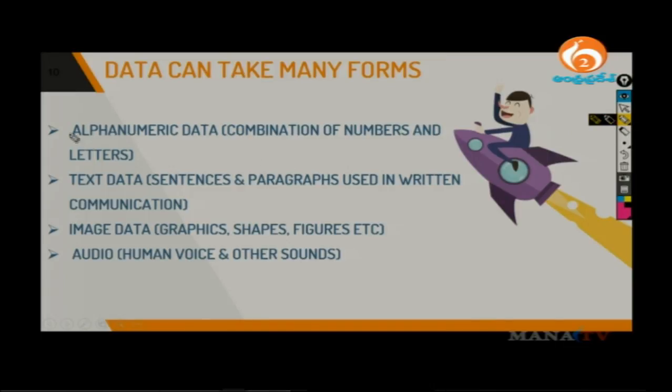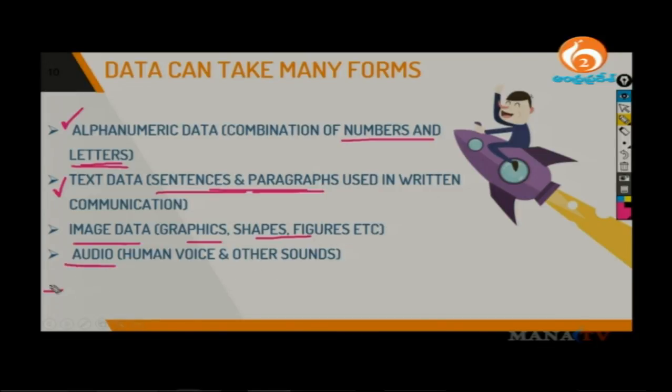The first one is alphanumeric, in the sense of a combination of numbers and letters. Second is text. The text data can be sentences as well as paragraphs. And the third one is image data. It can be graphics, shapes or figures, etc. Then audio, and sometimes it can be video also. Yes, these are all the data which can be in different formats.